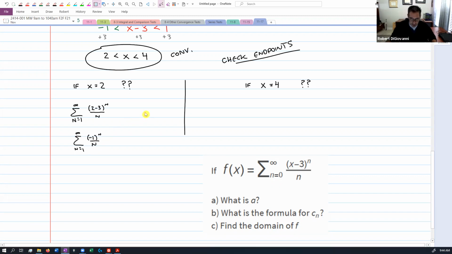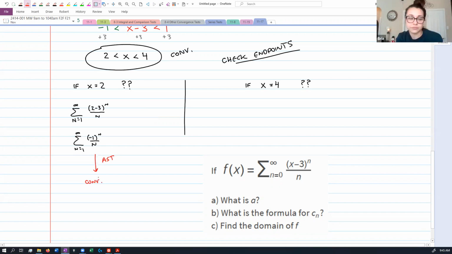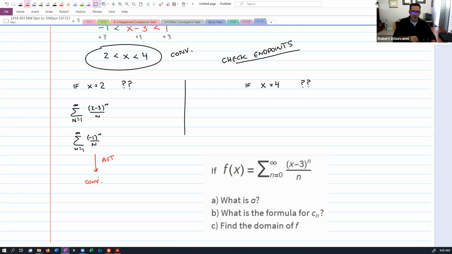Somebody tell me what that does. It's an alternating series, right? And so couldn't you run an alternating series test on it? I'm not going to do it, but you would do an alternating series test and you would show that it actually converges. You would have to show that though. I'm not going to show it because we don't have time. Understand?